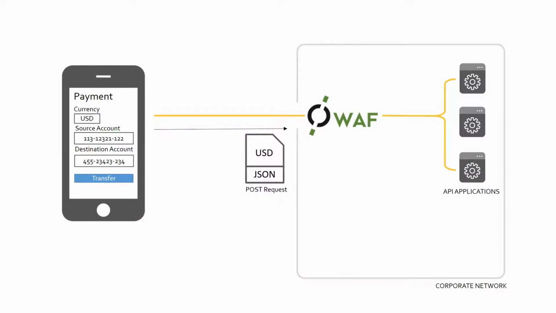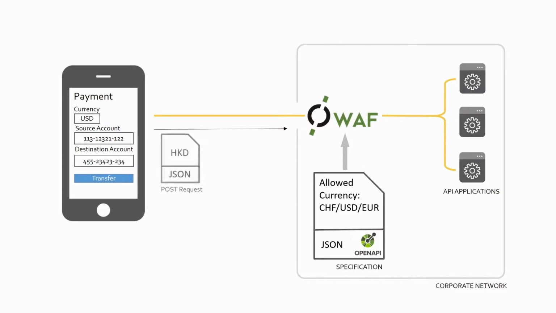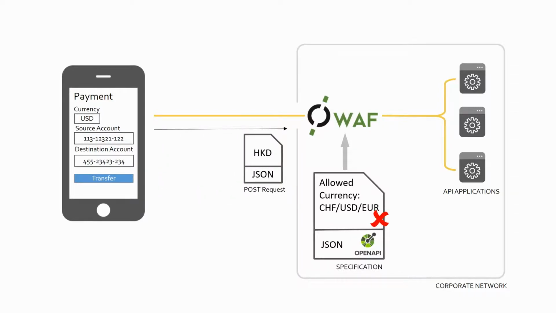Since we have activated the OpenAPI security feature, the request gets validated against the OpenAPI specification, which is in itself a JSON structure. In this example, the specification only allows currencies in Swiss francs, US dollars, or euros. If the request fits the specification, it will be forwarded to the API application. Otherwise, the request is blocked upfront and the validation error is written into the log.